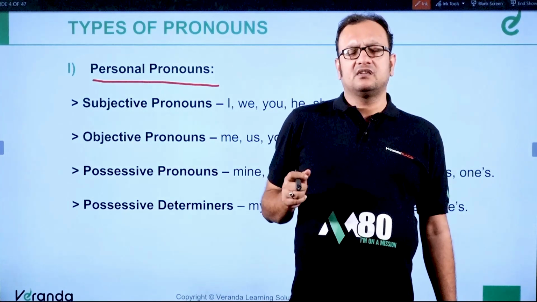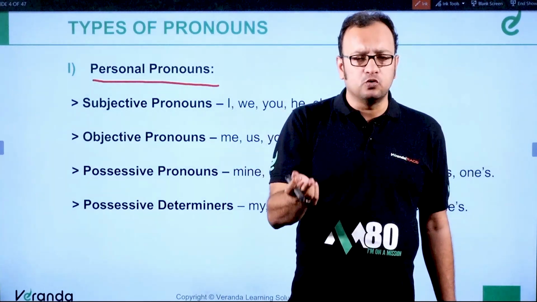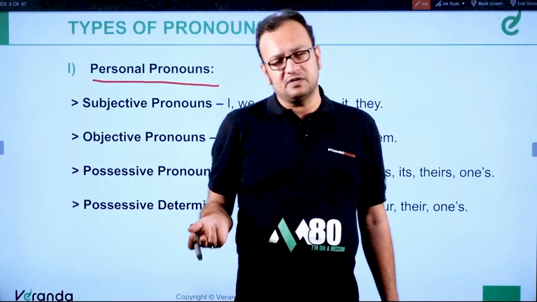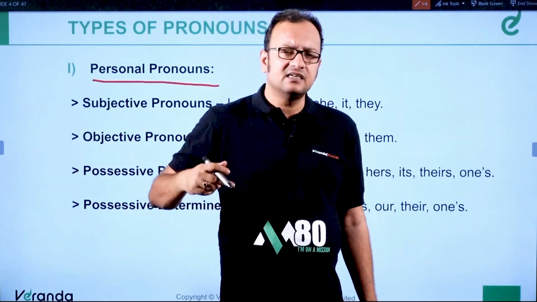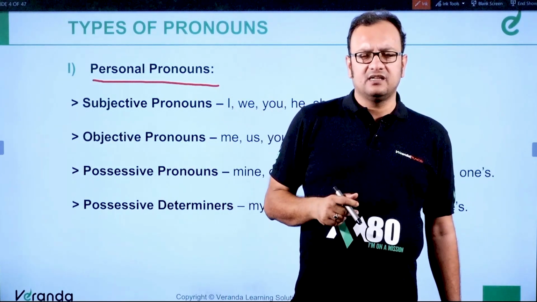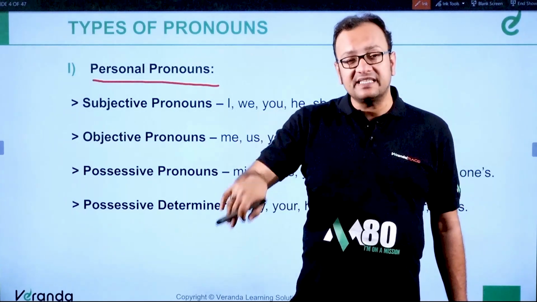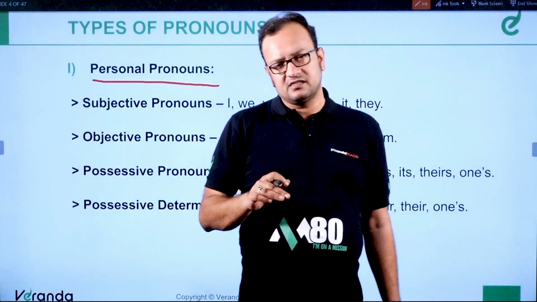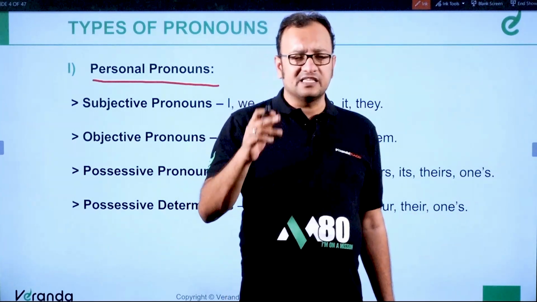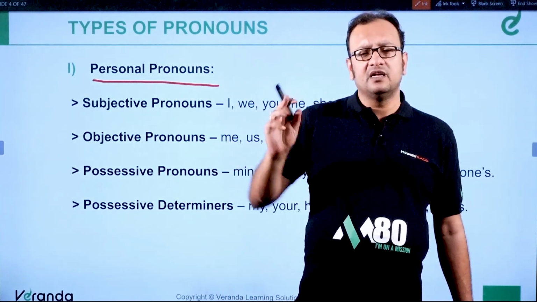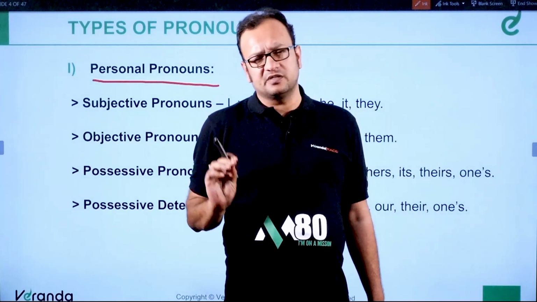You are a good boy. So the person spoken to, that is you, becomes the second person. And he is not a good boy. The person spoken about or spoken of, who is not present here, is the third person. The person speaking, the person spoken to, and the person spoken of. These three are first, second, and third person.